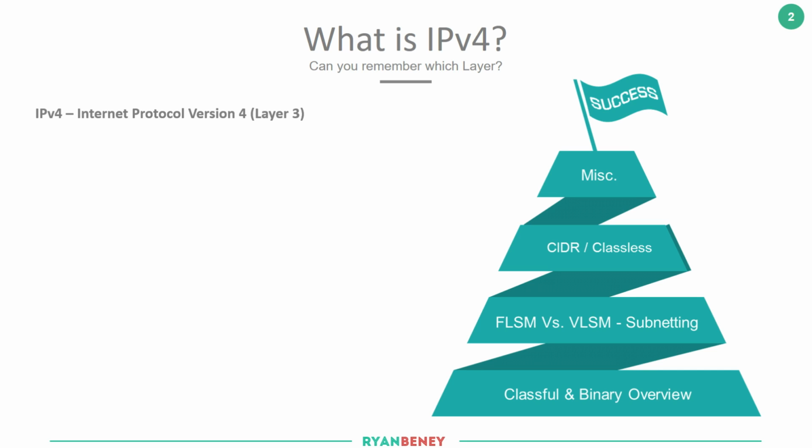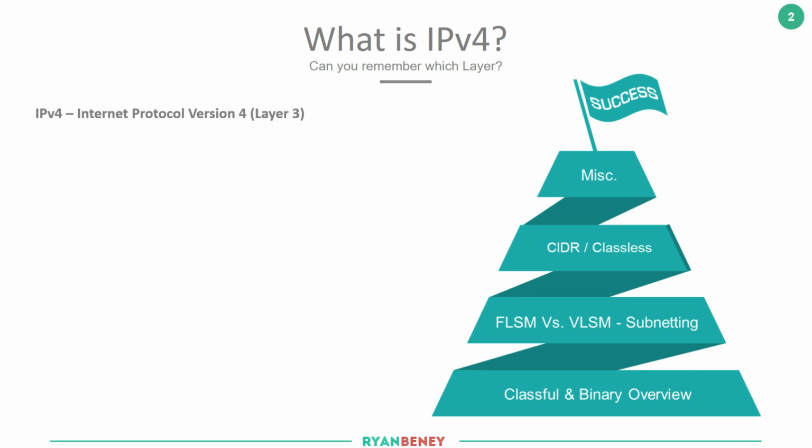In our next couple of videos, we'll talk about fixed length subnet mask and variable length subnet mask and subnetting as a whole, and then we're going to go into the CIDR and classless, and then we're going to end with some miscellaneous. So we're going to talk about reserved IP addressing, unicast, multicast, and broadcast, and how they work with IP. And then we'll also touch base on things like the APIPA, loopback addresses.